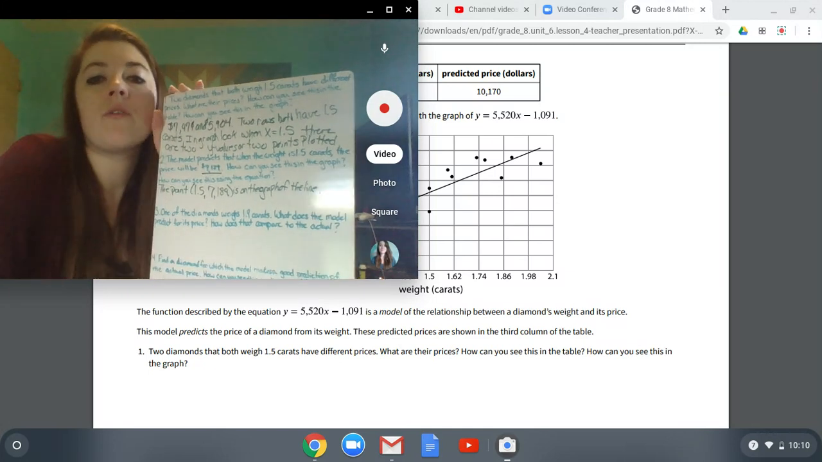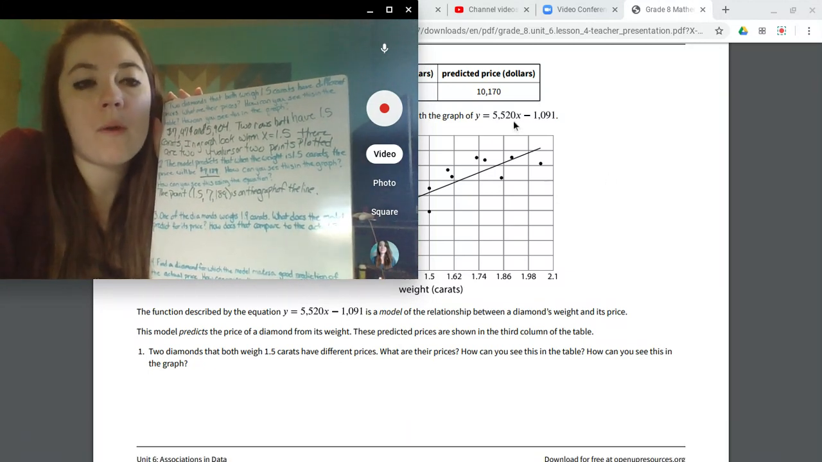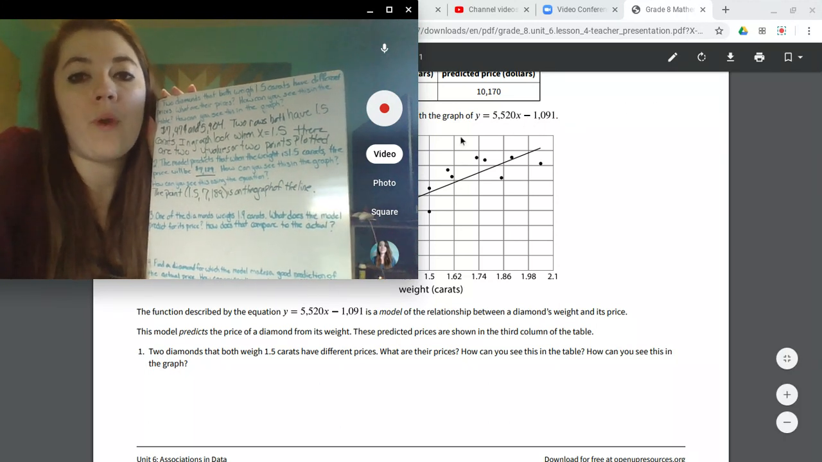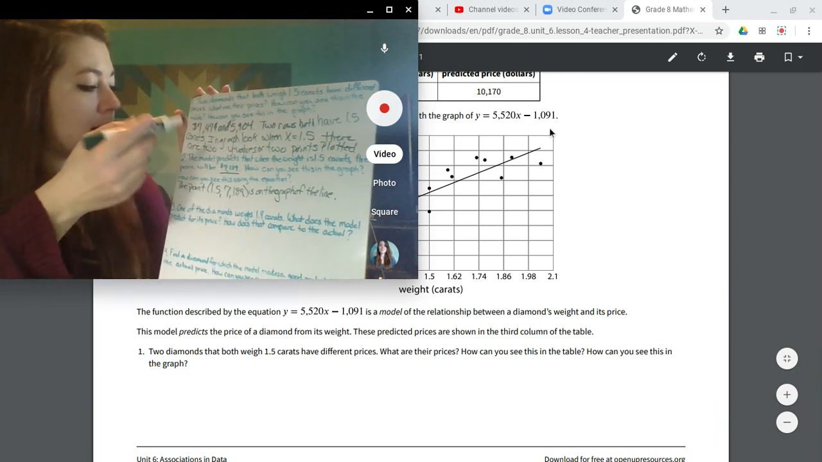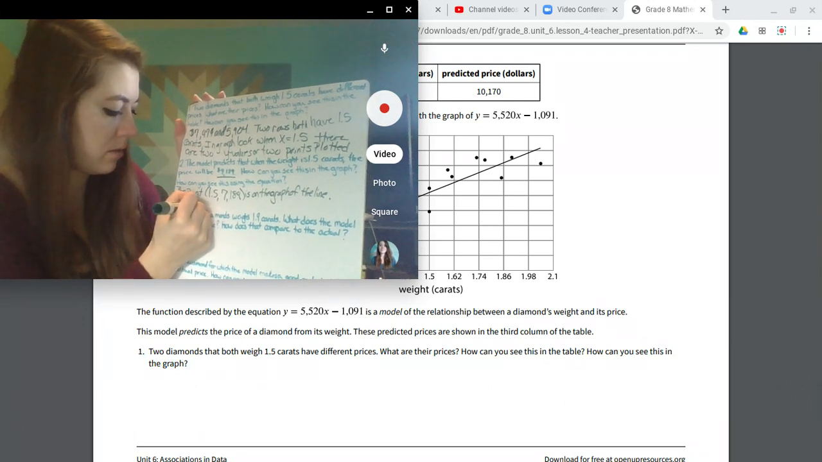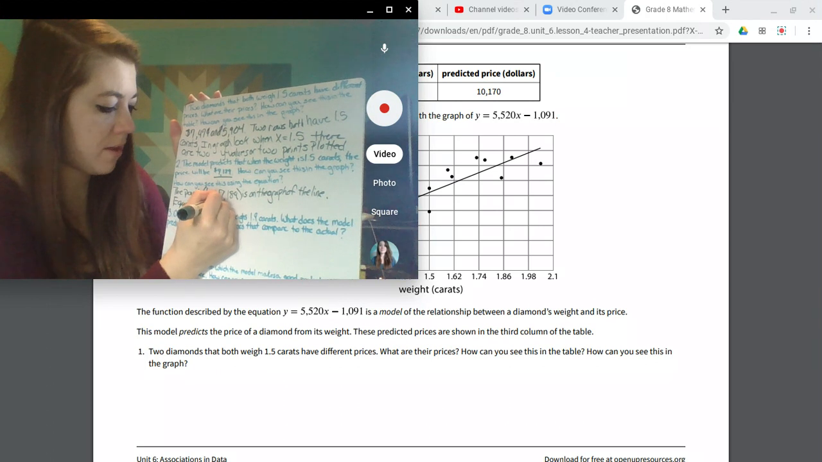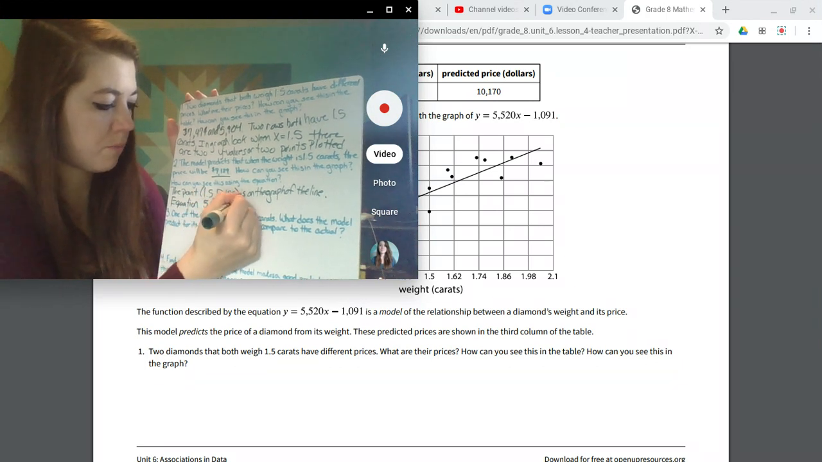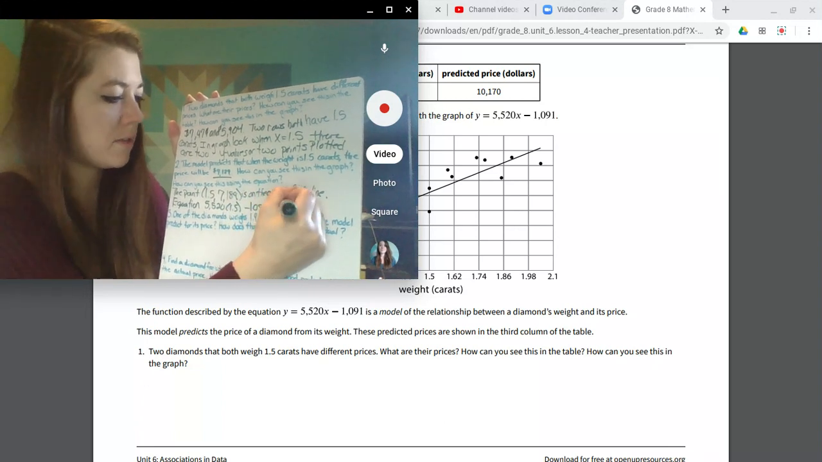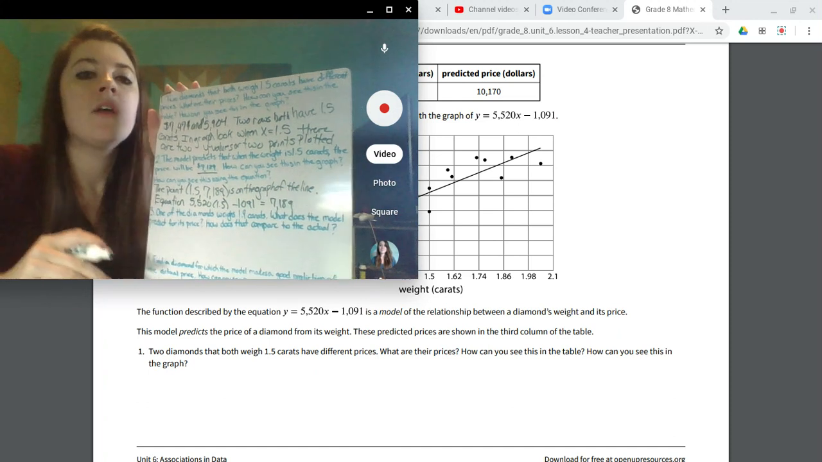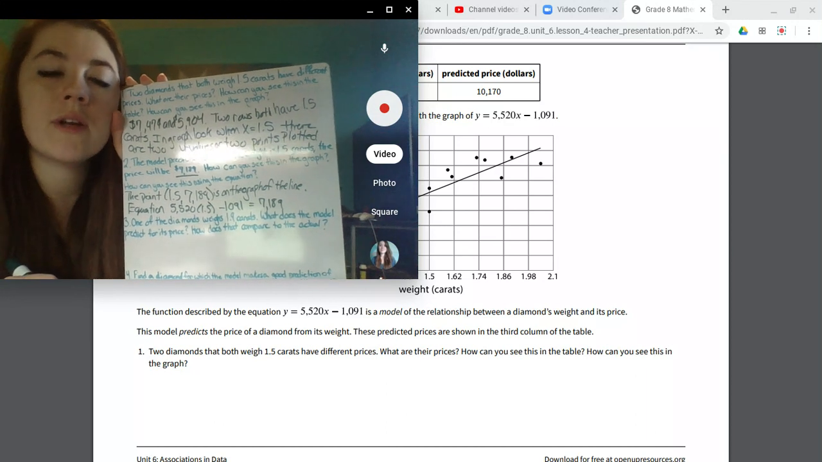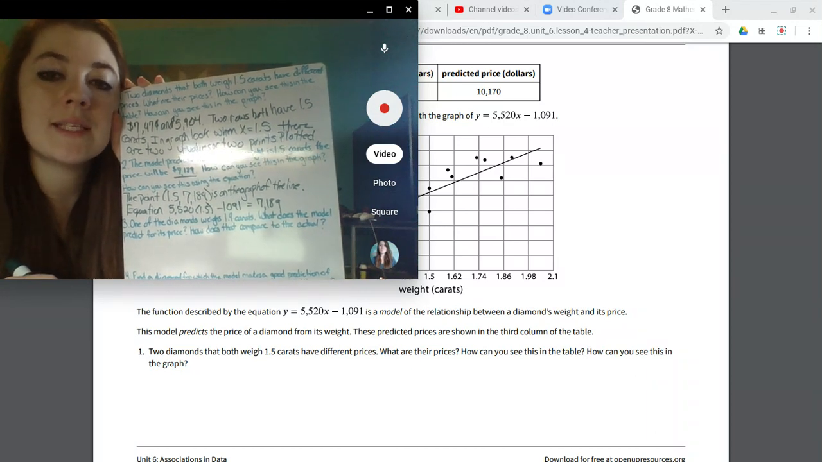For the equation part, so thinking back to this equation, we know the 1.5 carats represents x. So if we plug x into this equation over here, then we would find by solving this that it's the 7,189. So for the equation, we do 5,520 times 1.5 minus 1,091 to equal 7,189. So that's how we can tell it from the equation. It's just by plugging in what our x value is to the equation and finding what the y value is. That's how we can see that.